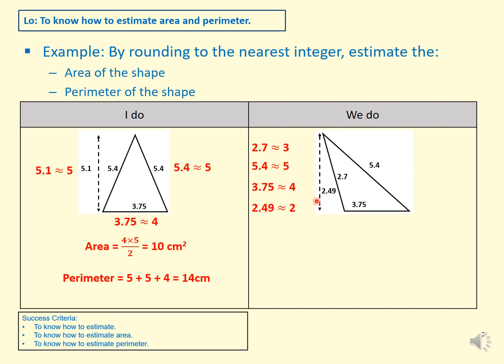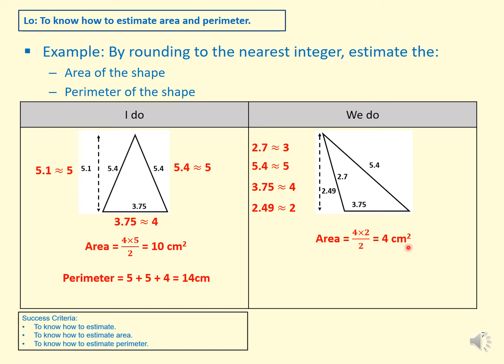So for the area of a triangle, base times height divided by 2. So base was 4 times perpendicular height, which was 2, which is 8. Then you divide by 2, which is 4 centimeters squared.